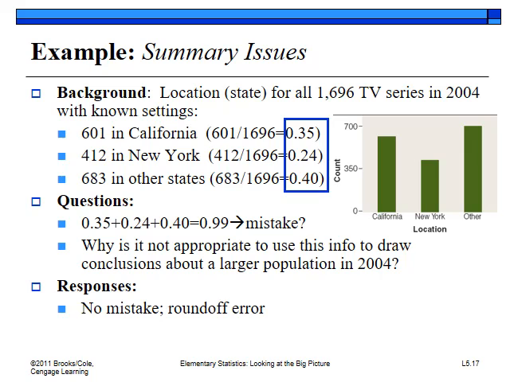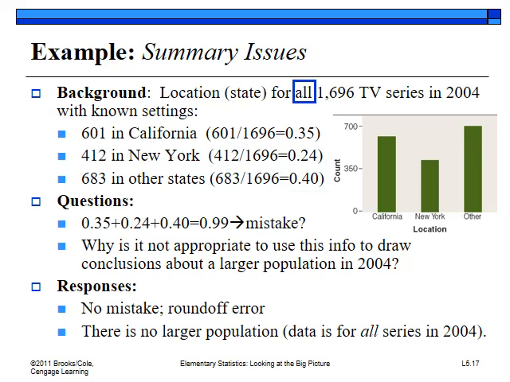It's not appropriate to use this information to draw conclusions about a larger population because this is the population. Notice the word all in the question. This is covering every TV series in 2004. You might say, well, maybe this is a different population, a population of all TV series ever. But if that were the case, then our sampling frame would be incorrect because our sample is only coming from one particular year. It does not represent the population as a whole.